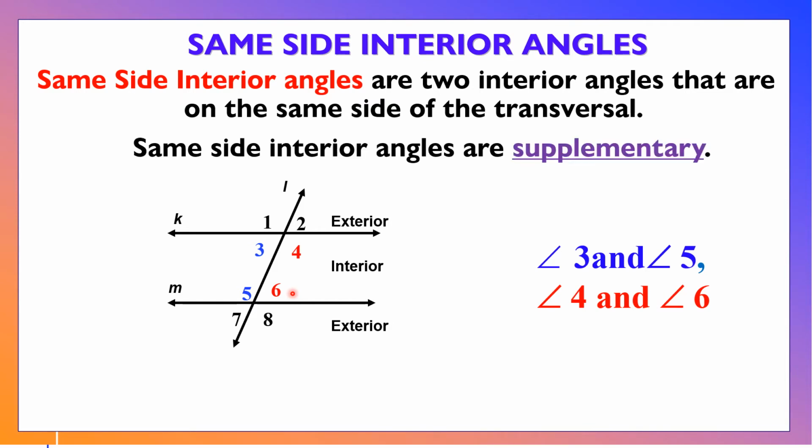So same side interior angles are supplementary. So when we add the measure of angle 3 and the measure of angle 5, the sum is 180 degrees. So same thing with the measure of angle 4 and angle 6. So the sum is 180 degrees since they are supplementary.